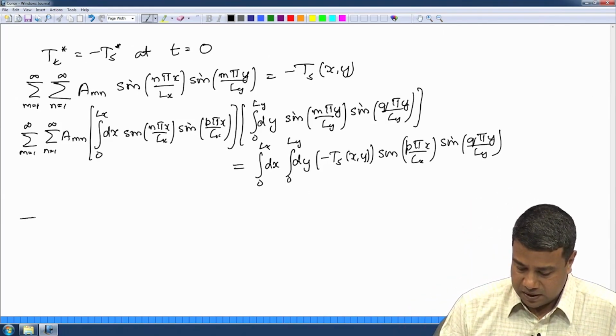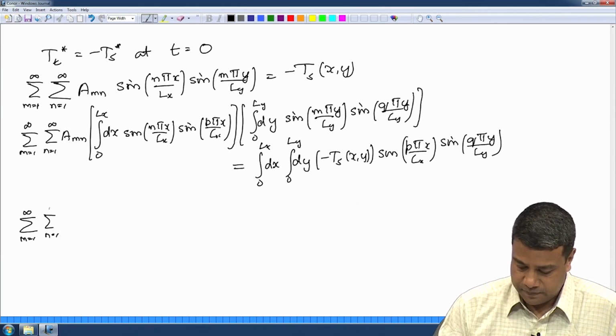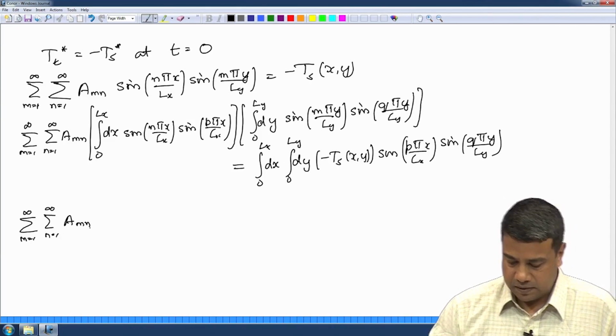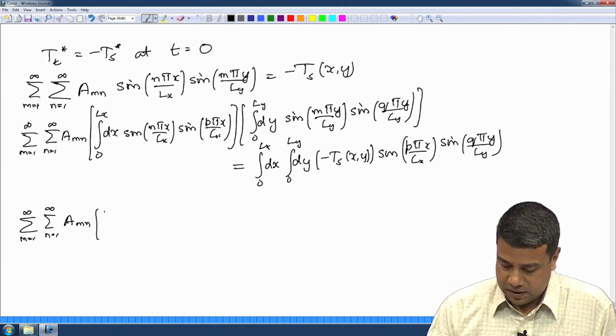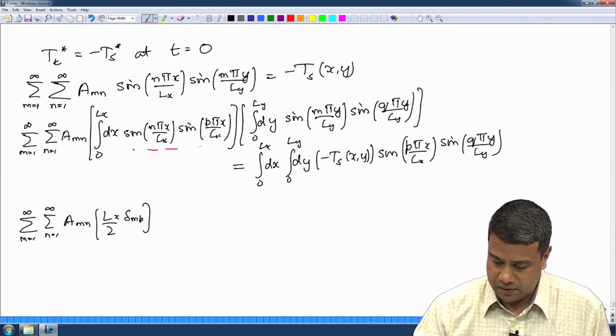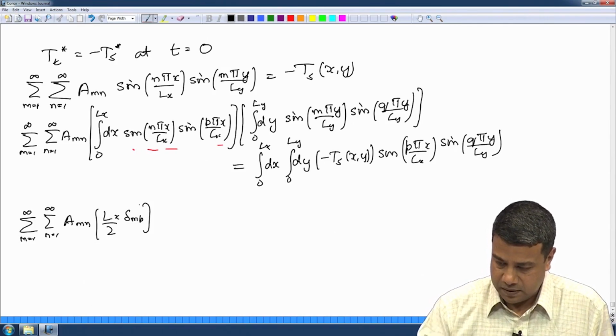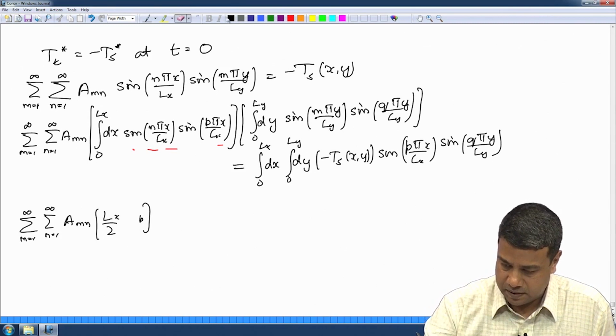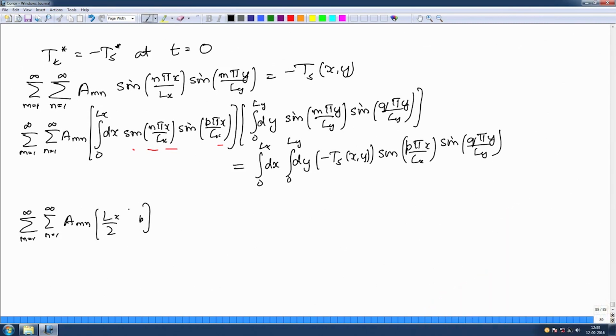Okay. And once I do that, I can use the orthogonality relations, with m equal to 1 to infinity, a m n. The first one is Lx by 2 delta m p. This first term is non-zero only when n is equal to p. Therefore, I will get delta n p into Ly by 2 into delta m q. The second term is non-zero only when m is equal to q.